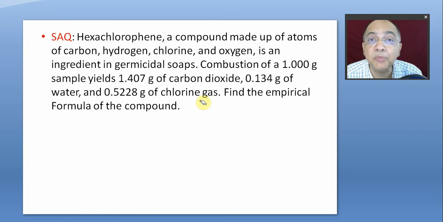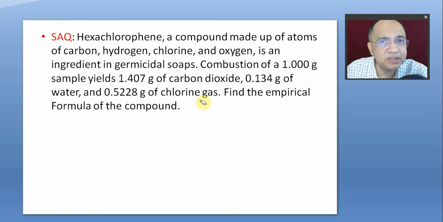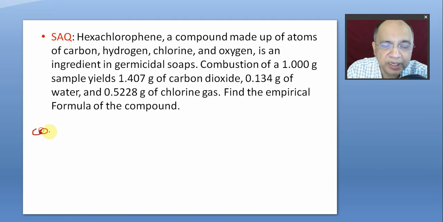Chlorine is settled. But what about carbon and oxygen? Carbon is not produced as carbon. It is produced as carbon dioxide. Hydrogen is not produced as hydrogen. It is produced as water. So we have to make further analysis. Further analysis has to be done to find out the mass of carbon and hydrogen. So what to do here is to make some analysis.